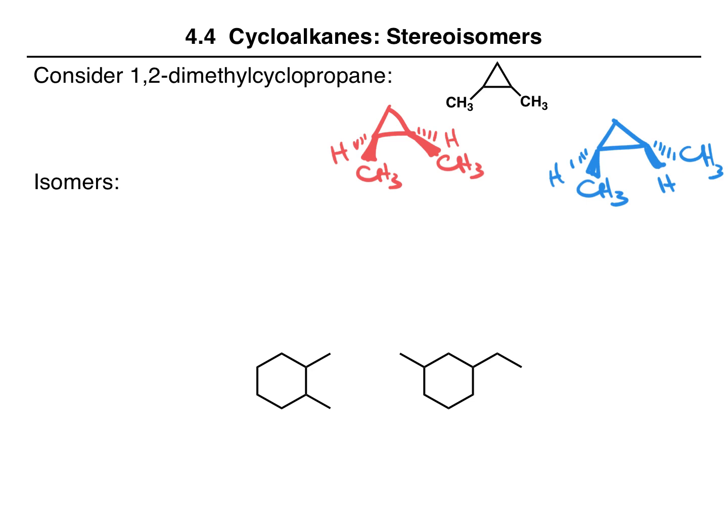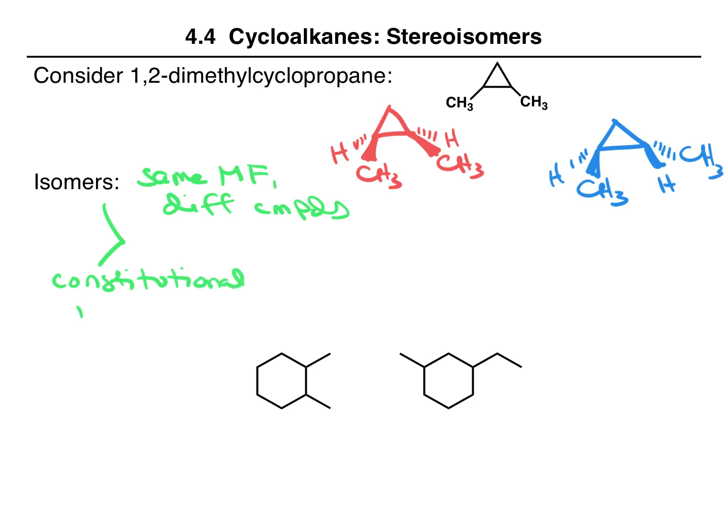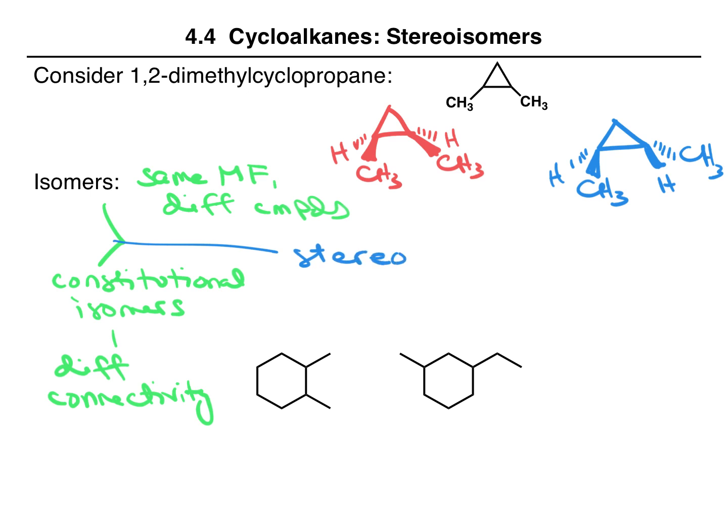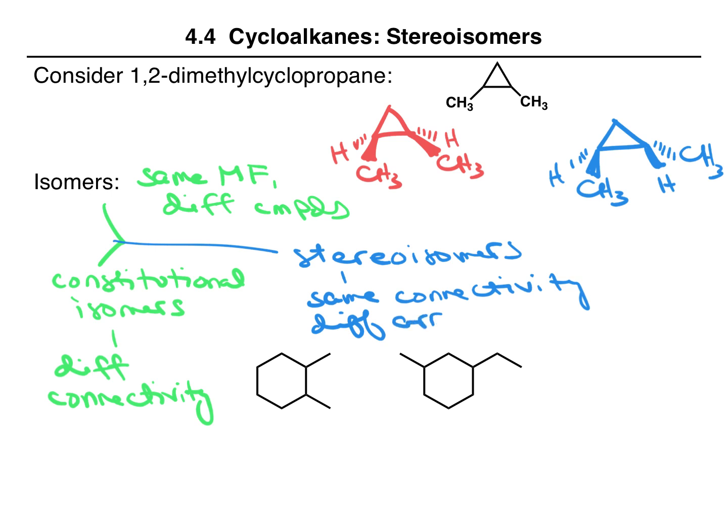So remember, in general, isomers have the same molecular formula, but are different compounds. We can have constitutional isomers, and these have different connectivity. But now what we see, this is an example of stereoisomers. So a pair of stereoisomers have the same connectivity, but different arrangement in space, and they cannot be interconverted.